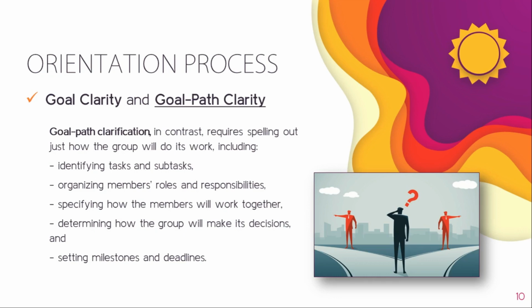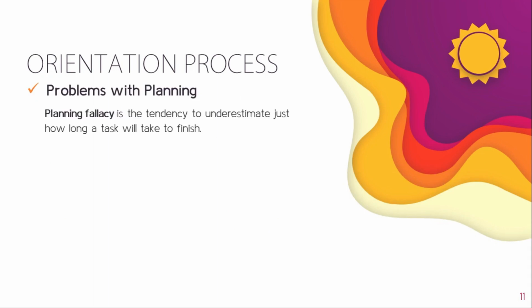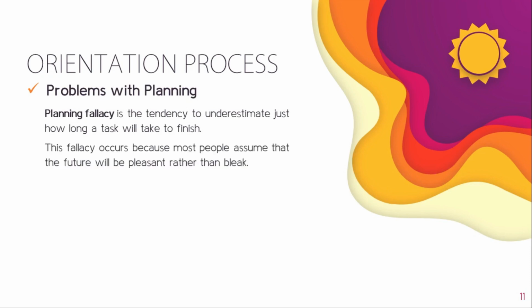Further, given the clear benefits of spending time setting goals and making plans, it is unfortunate that only a few groups show much interest in planning their procedures. Thus, problems with planning occur. Under this, we have the planning fallacy, which is the tendency to underestimate just how long a task will take to finish. This fallacy occurs because most people assume that the future will be pleasant rather than bleak.